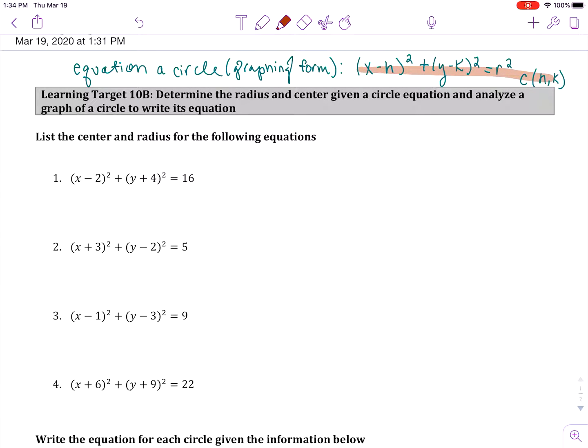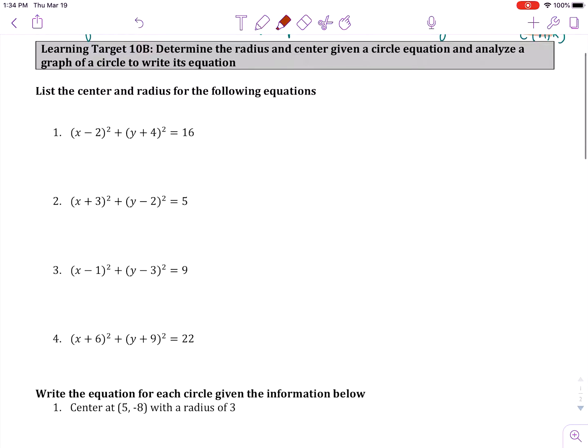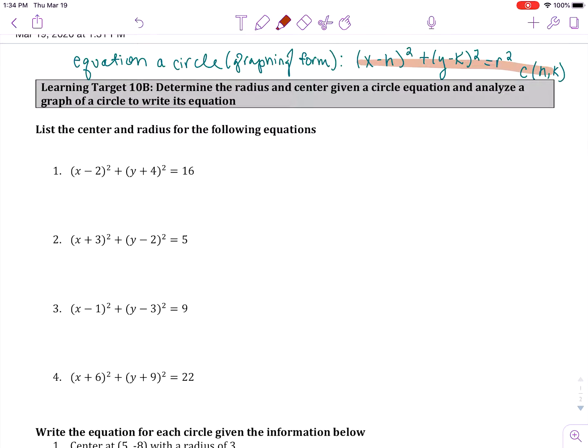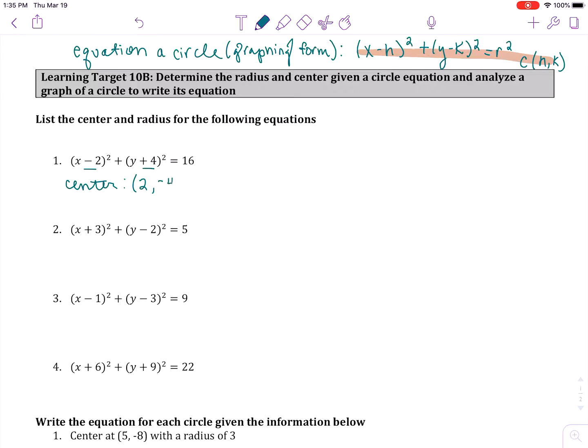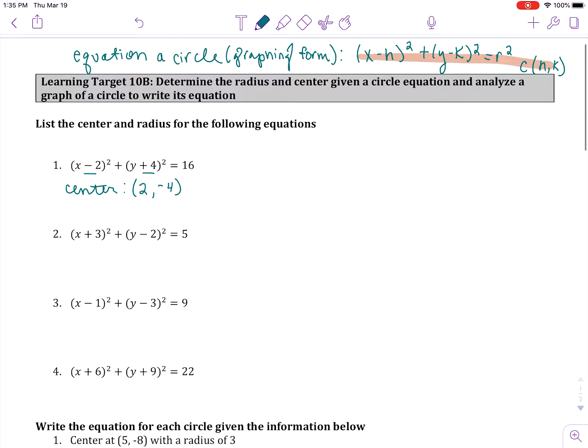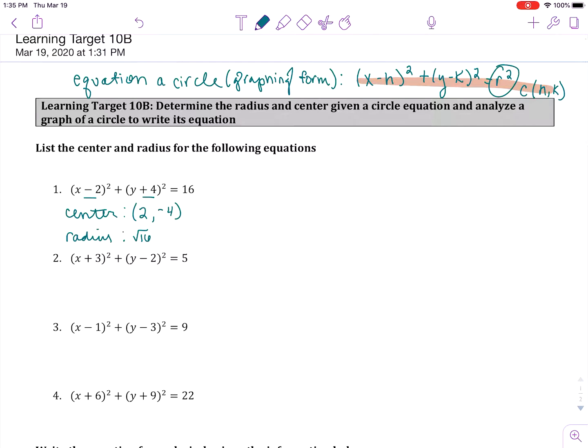Alright, so let's look at number 1. It says to list the center and the radius for the following equations. So to list the center, we want to look here. So my center is going to be 2 comma negative 4. Remember that my signs become the opposite. And then my radius is going to be the square root of 16 because remember that it's equals r squared. So it is 4.